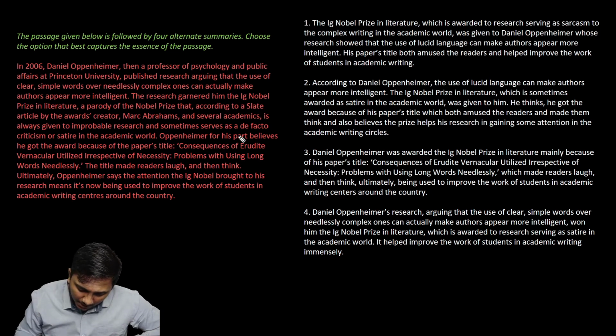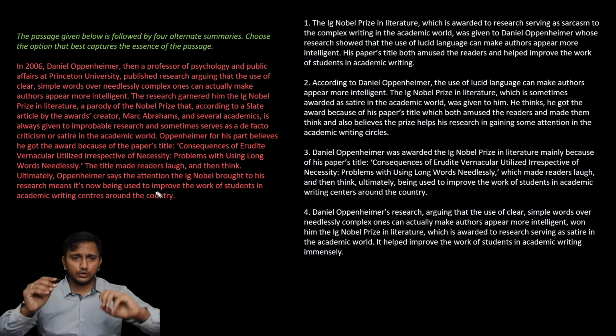Oppenheimer, for his part, believes he got the award because of the paper's title, Consequences of Erudite Vernacular Utilized Irrespective of Necessity: Problems with Using Long Words Needlessly. The title made readers laugh and then think. Ultimately, Oppenheimer says that the attention the IG Nobel brought to his research means it's now being used to improve the work of students in academic writing centers around the country. Okay, so this is the paragraph.